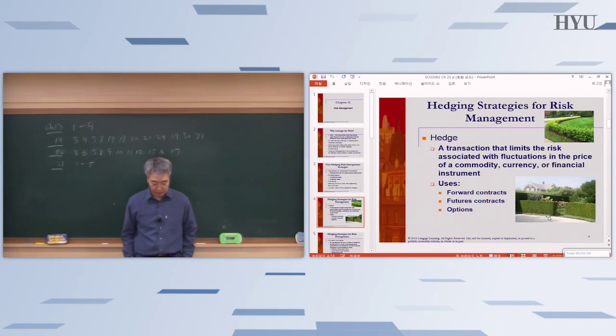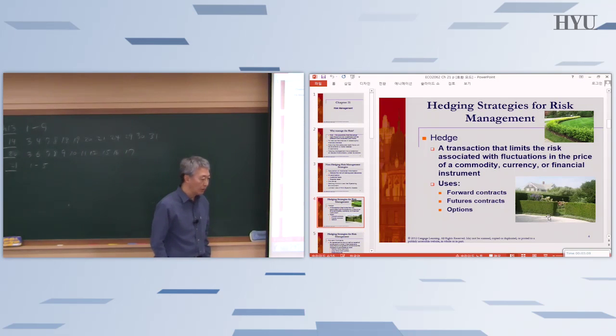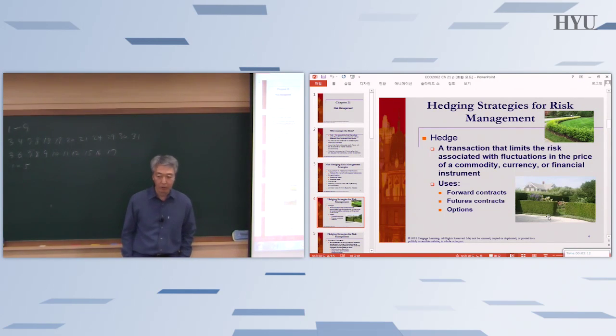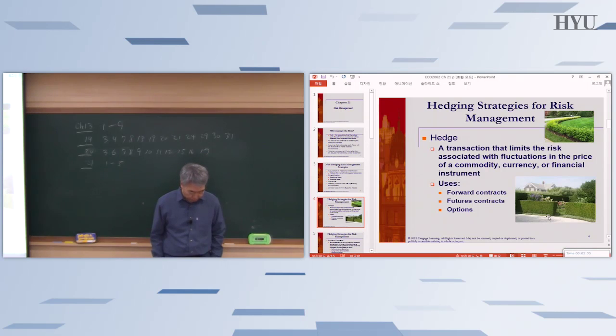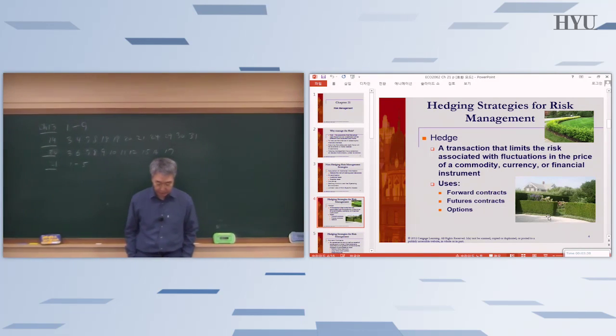All right, so what is a financial hedge? It's a transaction that limits the risk associated with fluctuation in the price of a commodity, currency, or financial instrument. So, when we say hedging, it simply means that you're doing something to limit your risk, or limit your loss in financial transaction, right? When you purchase stocks or whatever, getting into any financial transaction, you can actually do something to reduce or limit what we call downside risk. Downside limit. You can use forward, futures, and options. We're going to talk about these three kinds of hedging instruments in this chapter today.